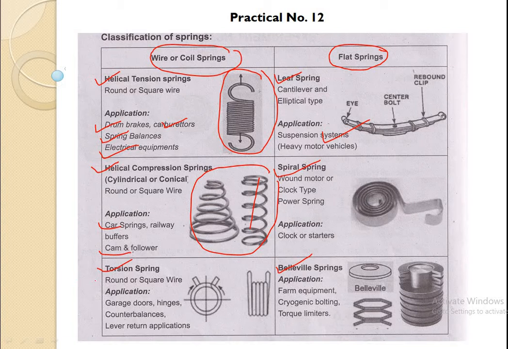Next is the torsion spring. Now it is a round or a square wire. The best examples of torsion springs are hinges, door hinges and garage doors, where we have lever return applications. For pedal applications we are using torsion springs.